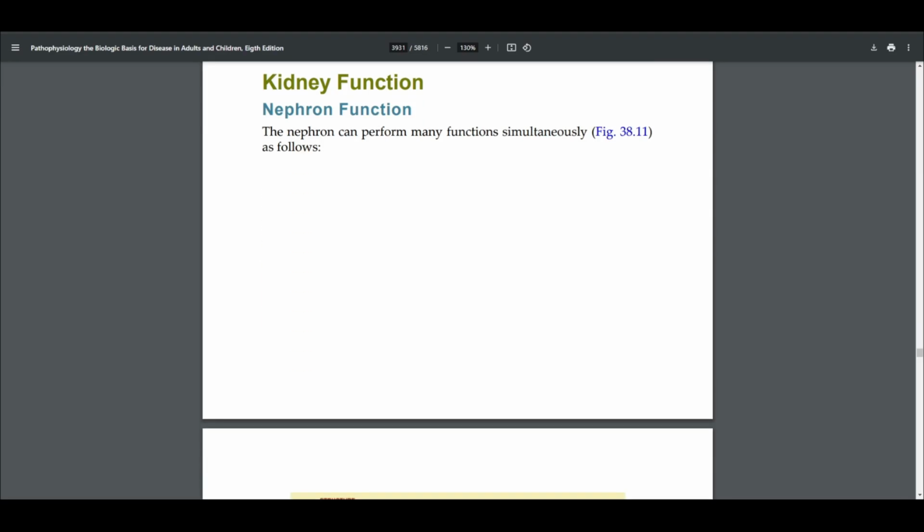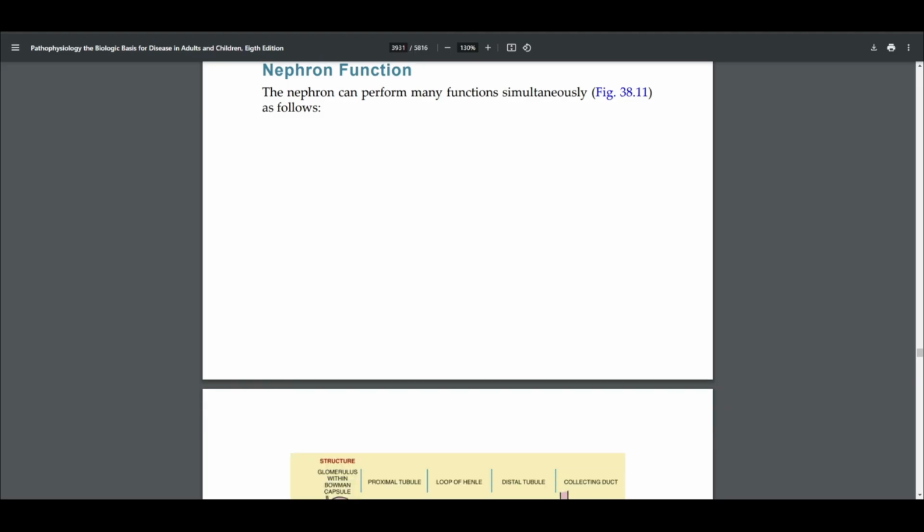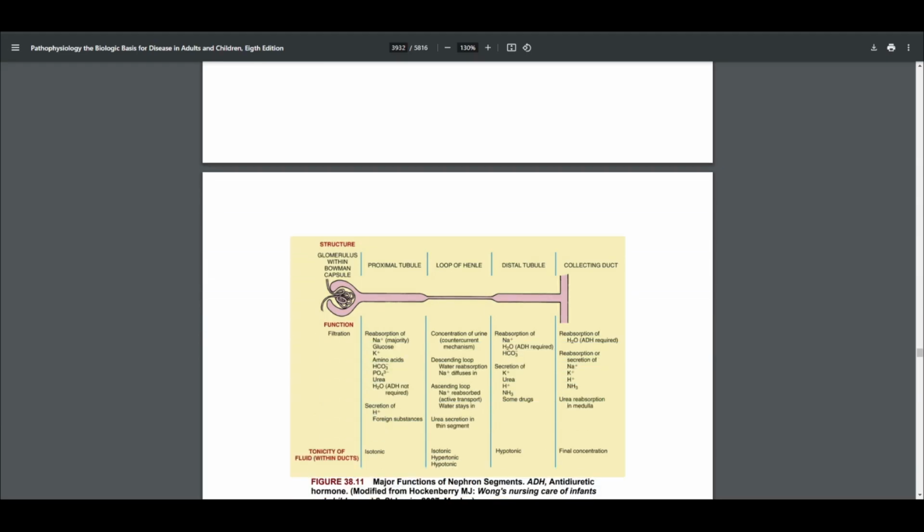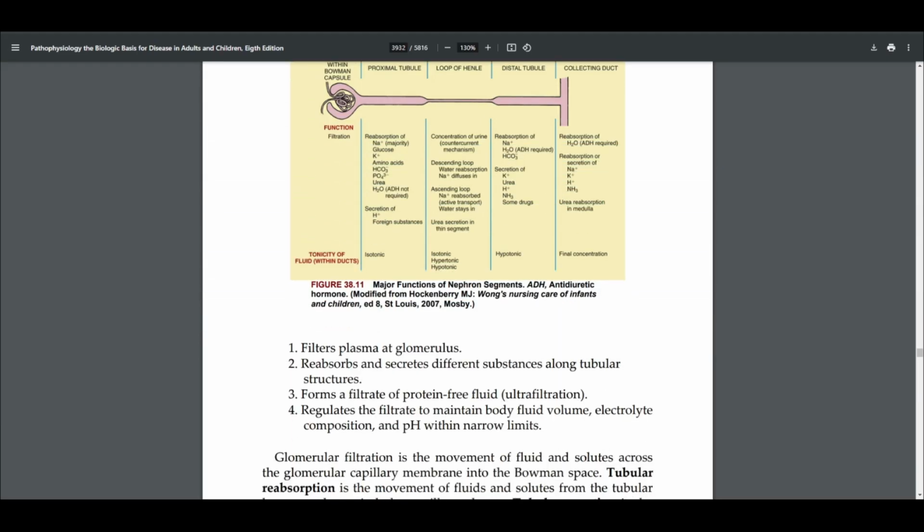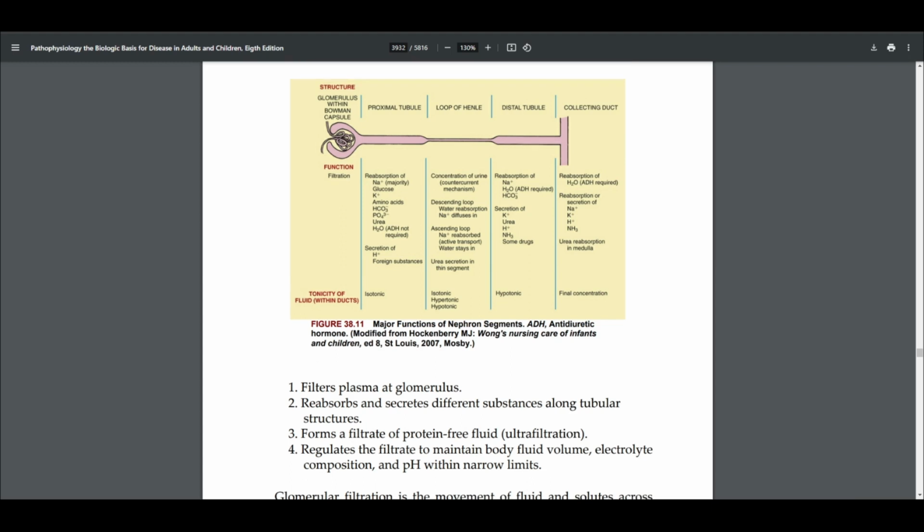So, kidney function. The nephron can perform many functions simultaneously, as follows. First, it filters out plasma in the glomerulus. It reabsorbs and secretes different substances along tubular structures. It forms a filtrate of protein-free fluid, so ultrafiltration, and regulates the filtrate to maintain body fluid volume, electrolyte composition, and pH within narrow limits.